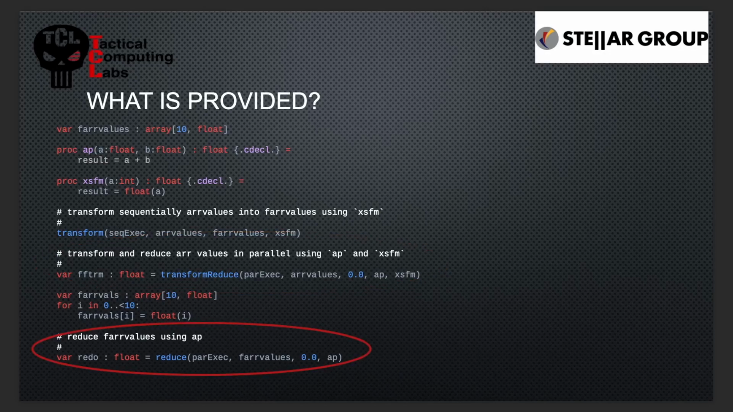At the very bottom of the slide, we've got the reduction itself. It's very similar to transform reduction and the transform. We have an executor as the first input parameter. We have a set of input values. We've got the initialization value for the output, which is 0.0. And then we have the reduction function itself. In this case, it's AP. This concludes the review of the functionality provided by Nim-HPX.